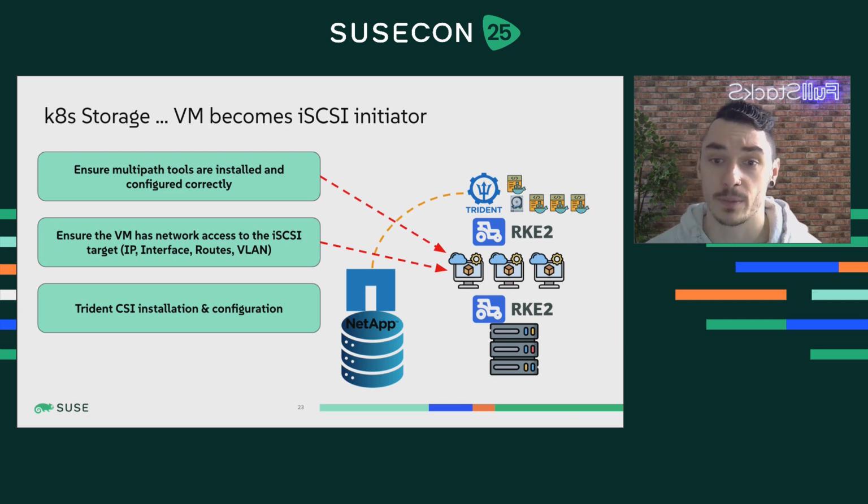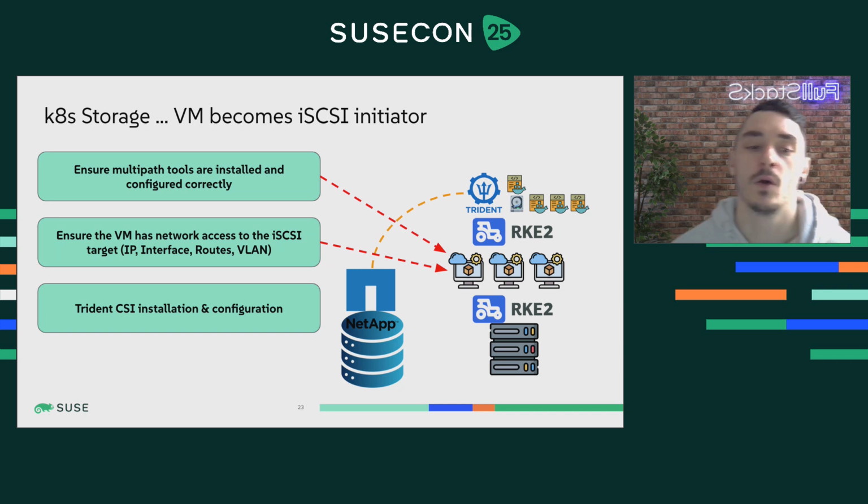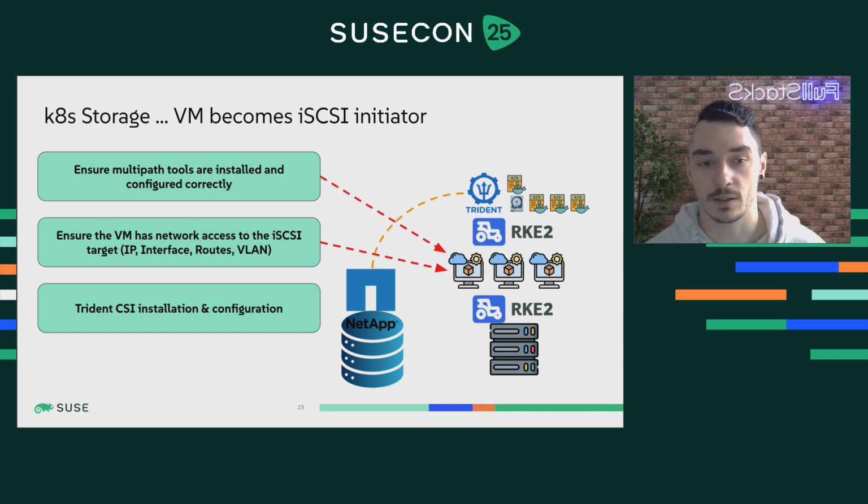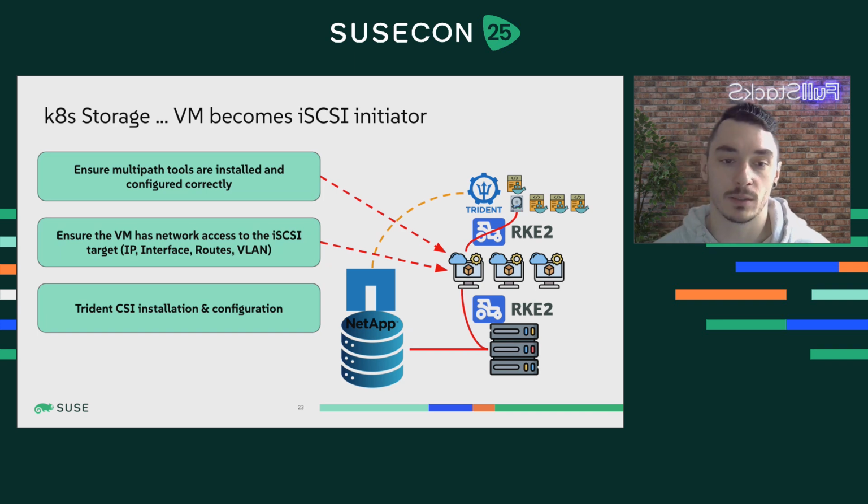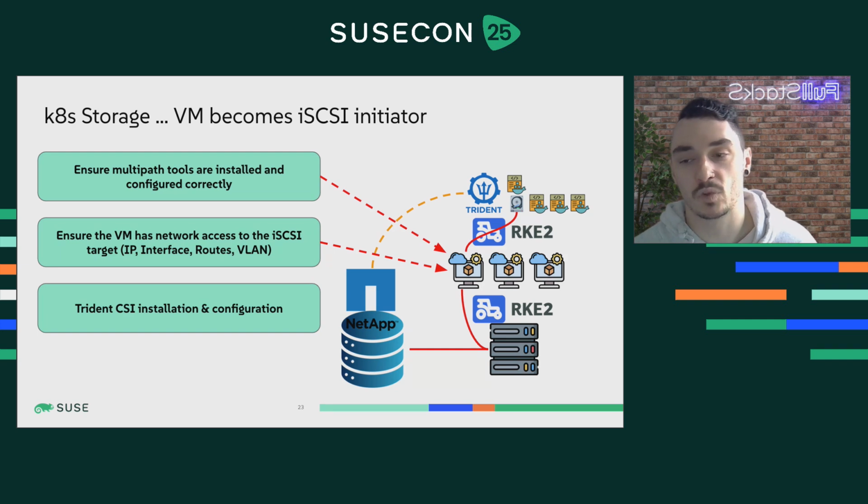The workflow is then pretty much the same. Trident in the child cluster will request and create volumes on NetApp, and then the data flow will go, of course, through the hardware, but then it will go through the IP address of the VM, mount the volume in the VM, and make it available as a Kubernetes storage object to the pod.